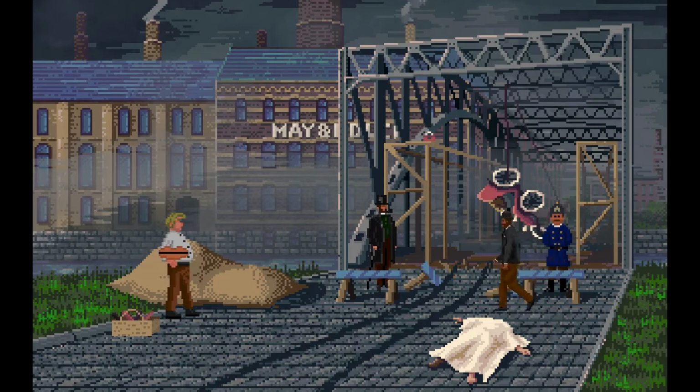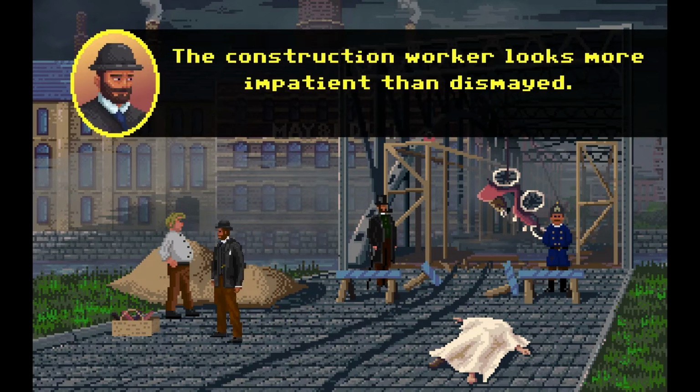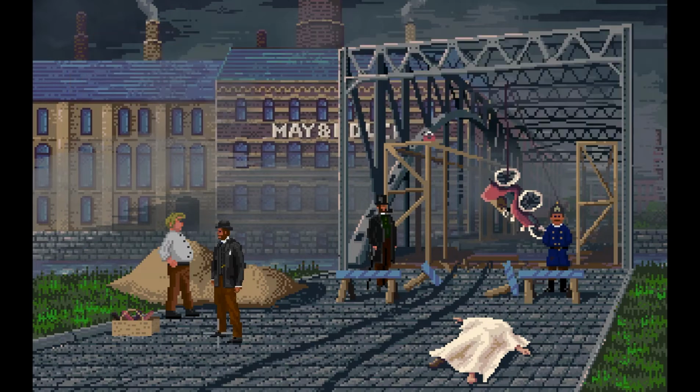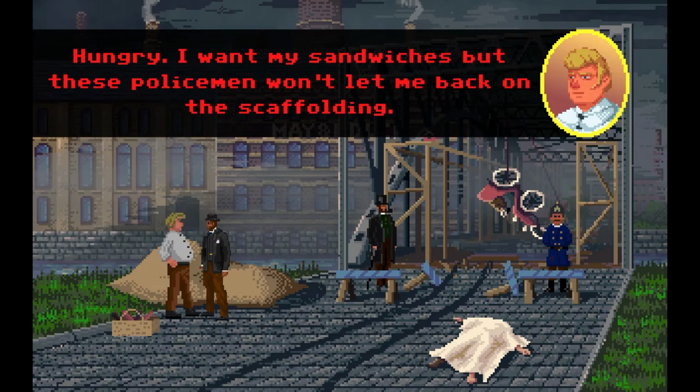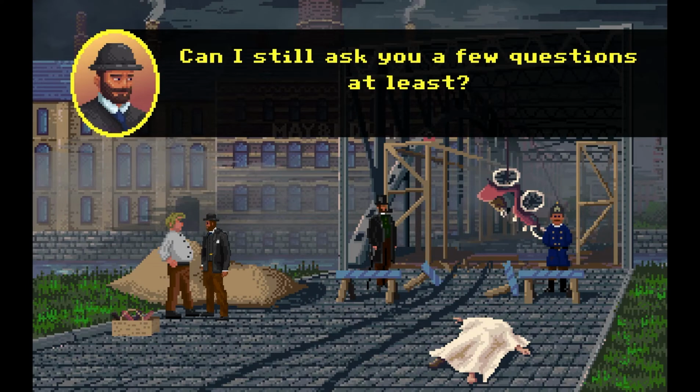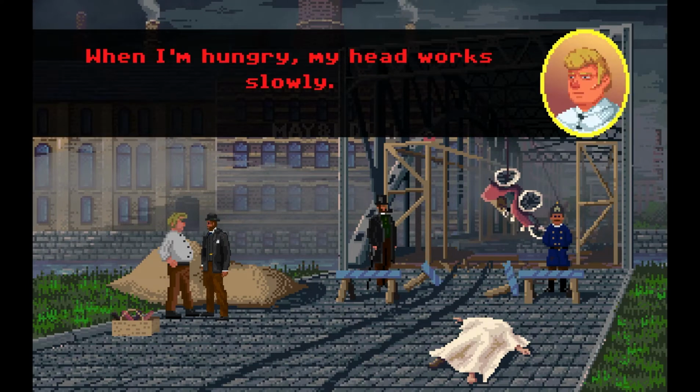Alright, you. Sir. Mr. Non-Health and Safety. The construction worker looks more impatient than dismayed. Und Sie sind? So he's just not bothered? Unrecht. Ich will meine Pausenbrote. Aber I see. Diese Polizisten lassen mich nicht auf das Gerüst. Kann ich Ihnen trotzdem einige Fragen stellen?